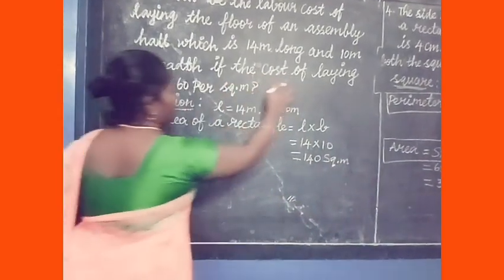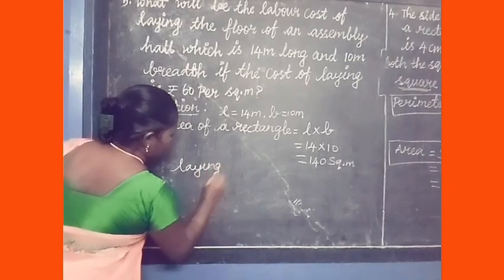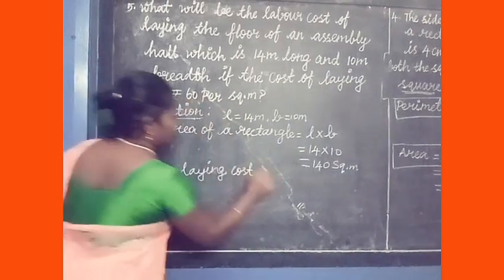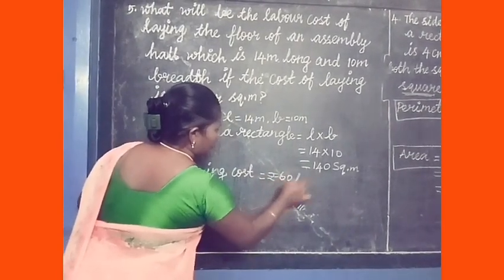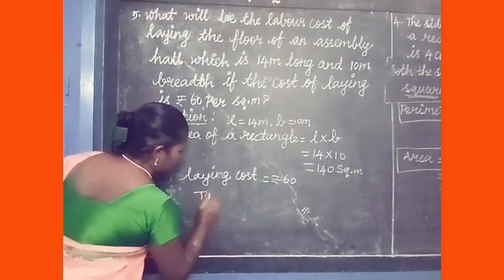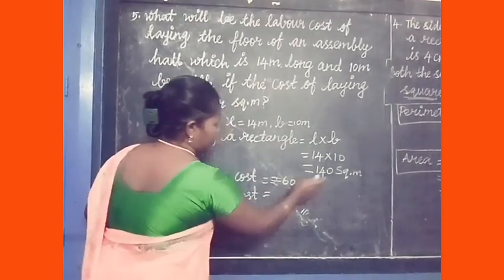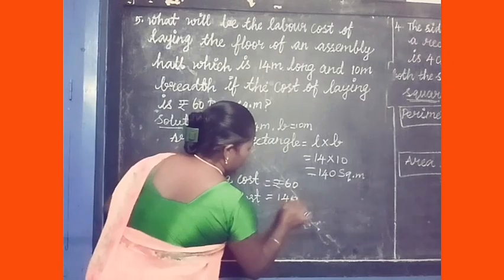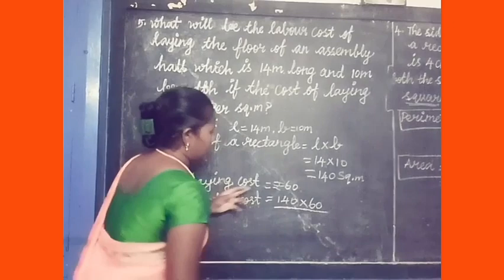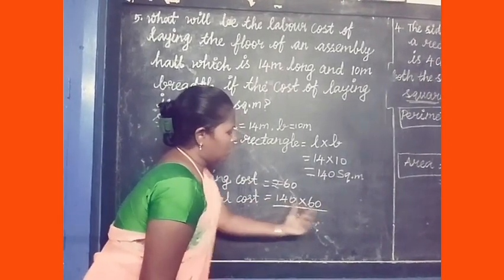So in this question given laying cost is equal to 1 square meter laying cost is equal to rupees 60. So we have to find 140 square meter. So laying total cost is equal to this square meter 140 into 60. This 60, 1 square meter value is rupees 60, means 140 square meter we have to find means this value into 60.